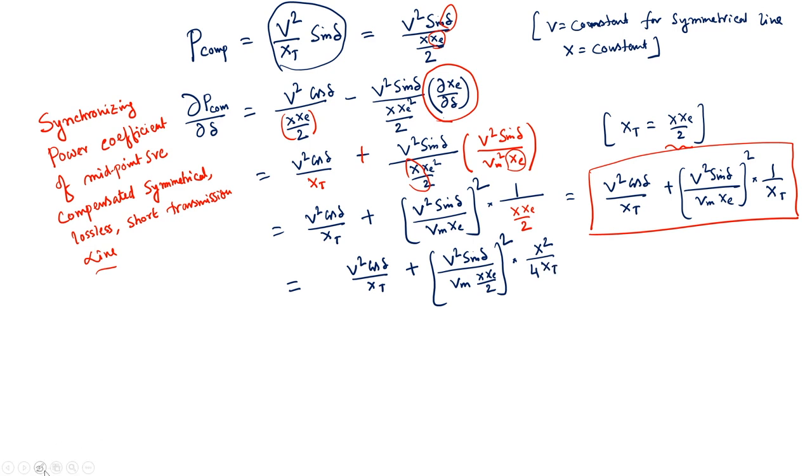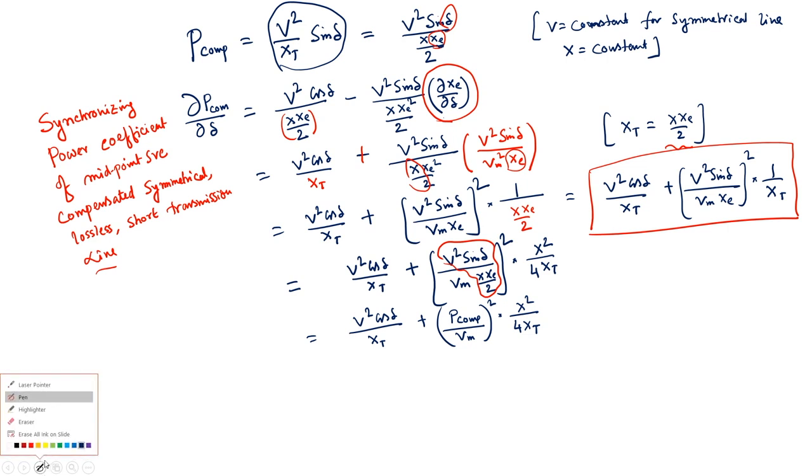Okay. Now, we know that V square sin delta divided by X_T is nothing but P_comp. So, this is equal to V square cos delta divided by X_T plus P_comp divided by V_m whole square multiplied by X square divided by 4 X_T. Okay. So, this expression we got for the synchronizing power coefficient of the midpoint SVC compensated line. So, this is our final expression.